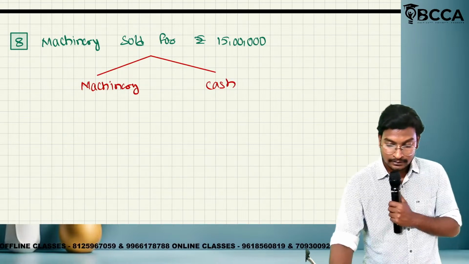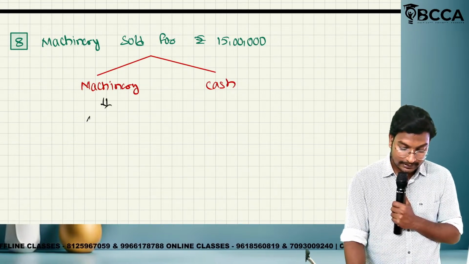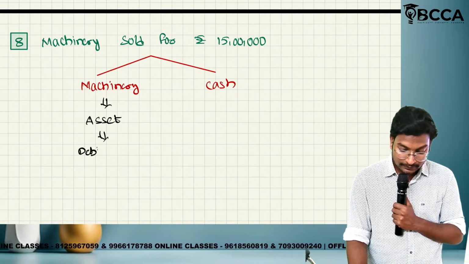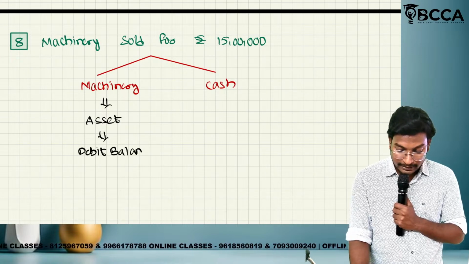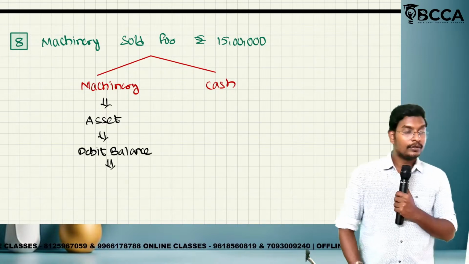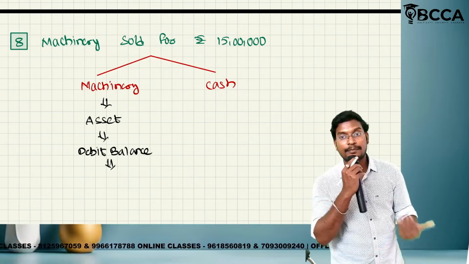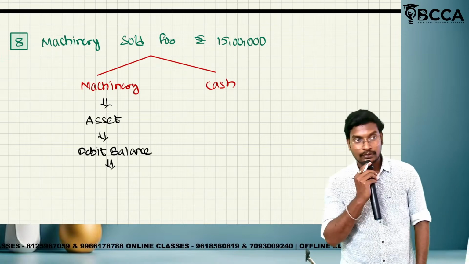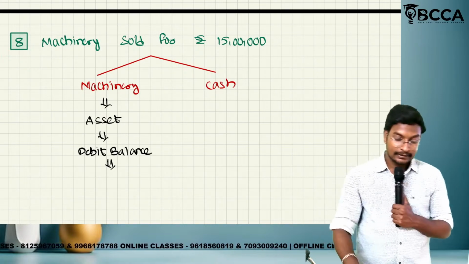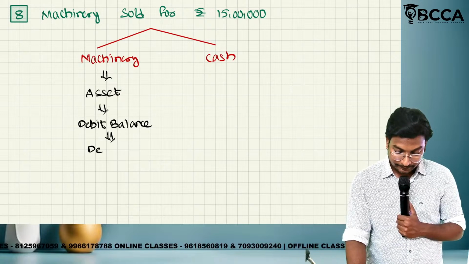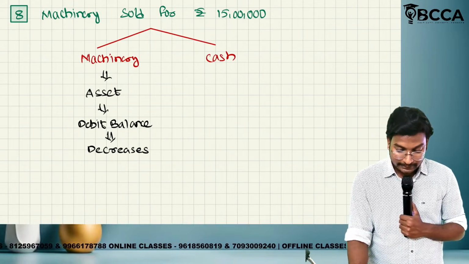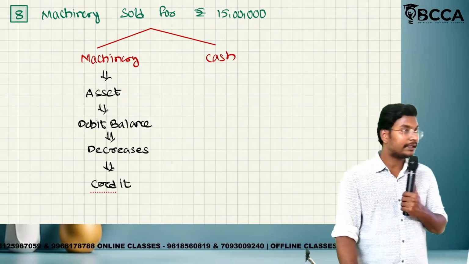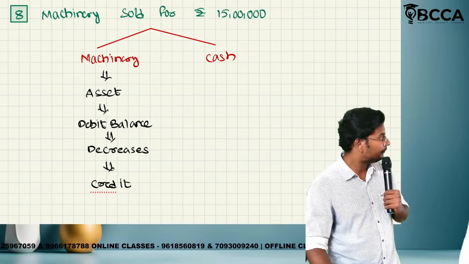Machinery means an asset or liability? Asset. Asset means which balance? Debit balance. Now are we selling the asset or purchasing the asset? We are selling the asset. That means it comes into the business or goes out? Goes out. So the value increases or decreases? Decreases. So the debit balance decreases. What do we have to do? Credit. If the debit balance decreases, we will do the credit. If the credit balance decreases, we will do the debit.